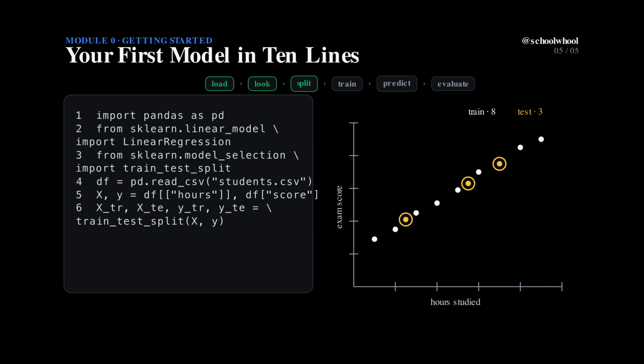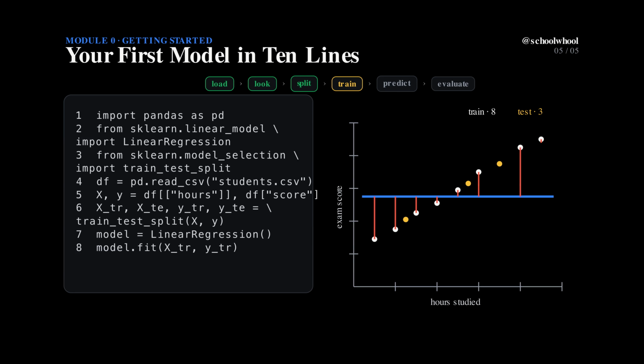Lines 7 and 8 are where learning happens. Line 7 creates a fresh linear regression model. Line 8 calls fit, handing it the training data. Inside that one call, the model adjusts its line again and again, shrinking the gap to the training points, until it settles on the best fit it can find. That single word, fit, is the entire training loop.